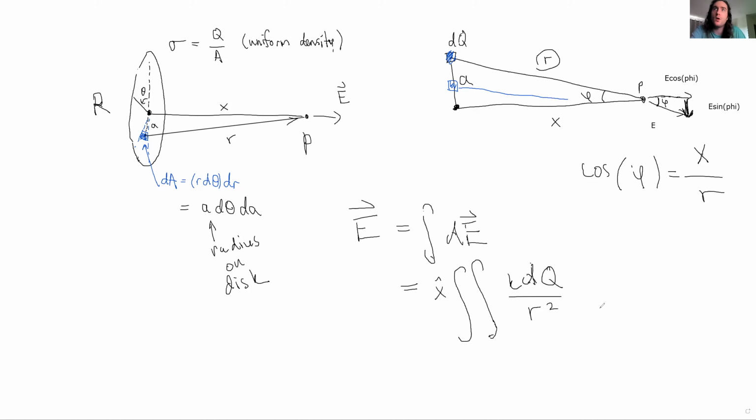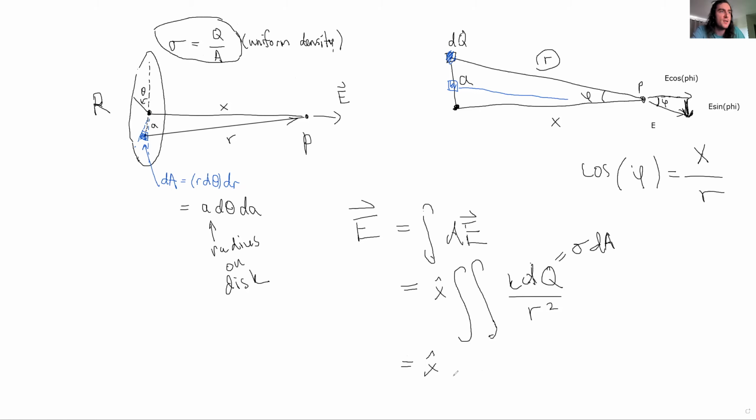So k dq over r squared, that's what we're integrating. We're integrating over dq here. It's going to be two integrals because dq is given by sigma times dA, just looking from our definition over here. It turns out, though, that sigma is constant, so sigma is really just the total charge divided by the total area. But since we're integrating over the area, we better put sigma dA for dq. Now let's replace dq with sigma dA.